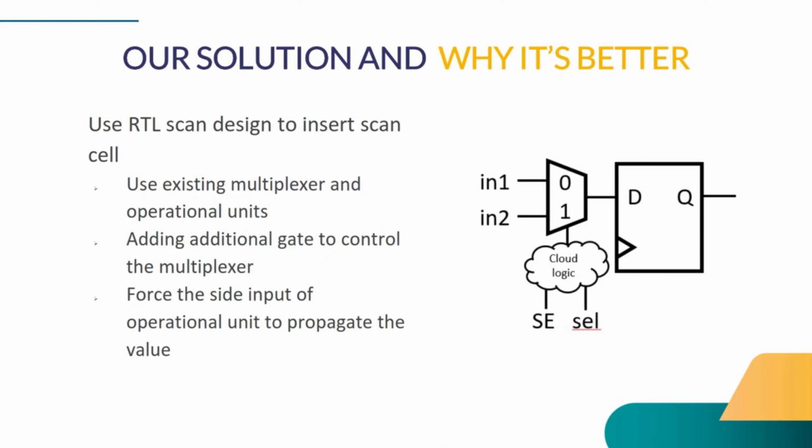It uses the structure-aware scan description to insert scan cells and modify the RTL design to reduce area overhead by utilizing the multiplexer and operational units to insert scan cells. The multiplexer can be utilized by adding extra gates in order to control the selection signal, while the operational unit must be modified to force the side input of the operational unit to propagate to the output.